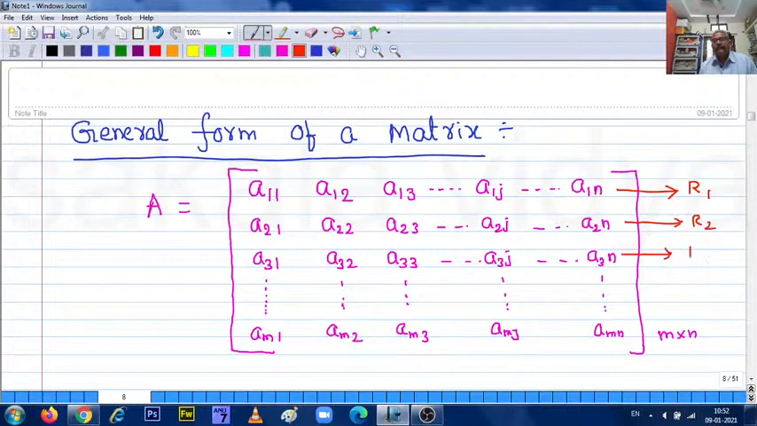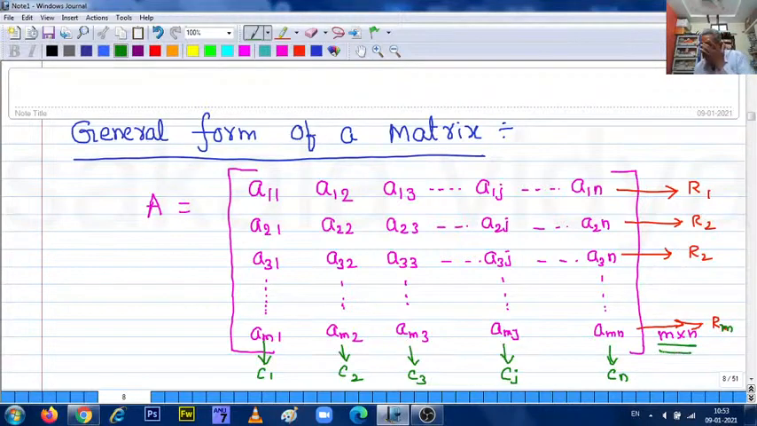This is row 3. And this is actually row m. How many columns? This is the first column. This is the second column. This is the third column. This is actually the jth column, Cj. This is the nth column, Cn. There are n columns and m rows. This is an m by n matrix. This is called the general form of a matrix.